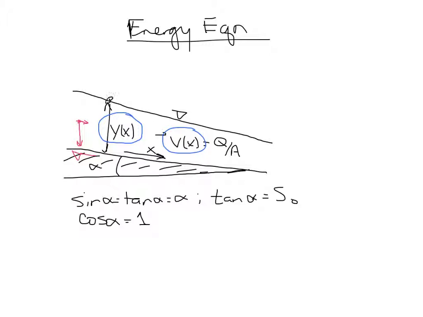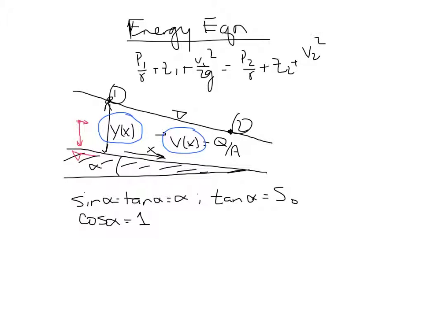And so I'm going to set up an analysis going from point 1 to point 2, where we're using points along the free surface. So P1 over gamma plus Z1 plus V1 squared over 2g is equal to P2 over gamma plus Z2 plus V2 squared over 2g, plus the energy that's lost between points 1 and 2. Now, the pressure at 1 and the pressure at 2 are both atmospheric. And then I'm going to take and write this over here.